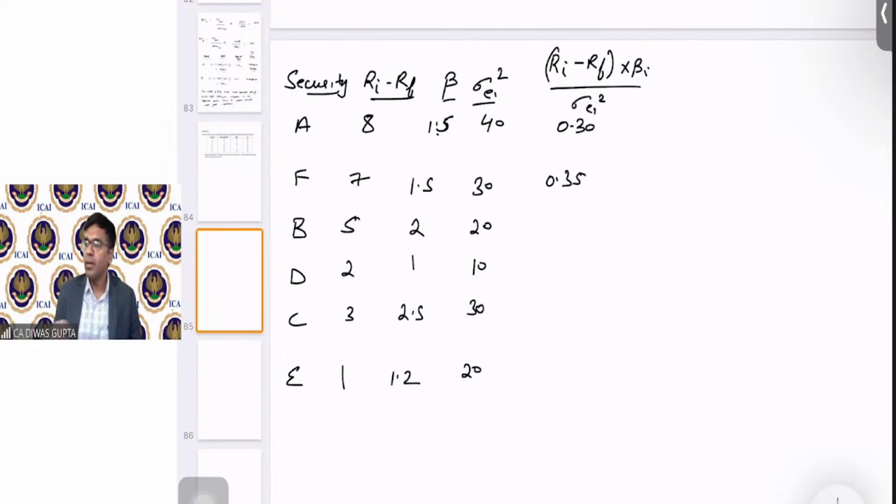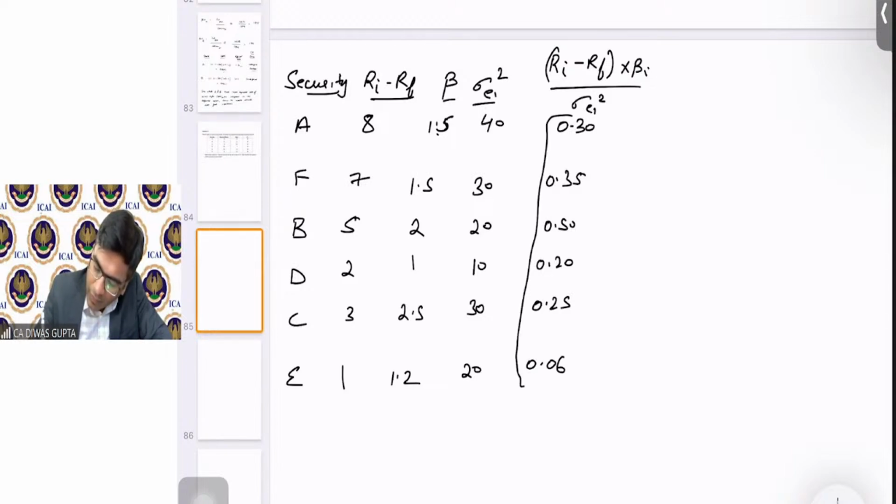Okay, students. Then 5 into 2 divided by 20, 0.5. This is for B. Then for D, 2 into 1 divided by 10, 0.20. Then next one, 3 into 2.5 divided by 30 is 0.25. Then 1 into 1.2 divided by 20 is 0.06. Okay. I hope this is clear till now. So in this step, we have just calculated the excess return into beta divided by the variance. Okay. Then what we'll have to do next? The next one is to take a cumulative total of this column.